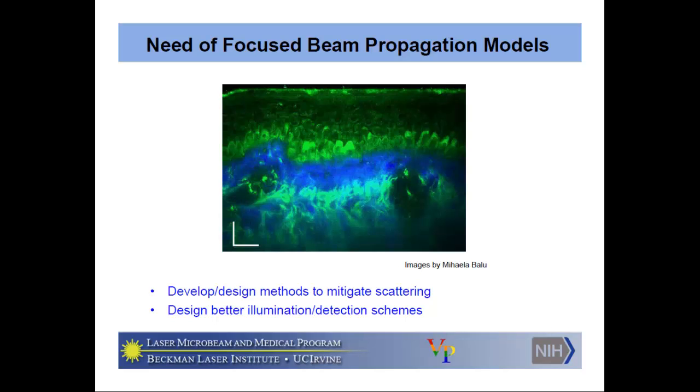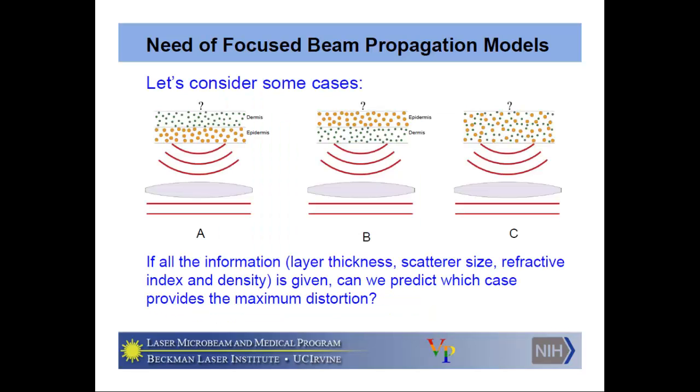Biological tissues are complex, and these scatterers have different shapes. They are oriented in different directions. They have different refractive indices. So modeling this is really complex. It's a hard problem, but we can simplify it. We can consider only two layers, dermis and epidermis. Let's say we know all the optical properties and the layer thickness, and then we can do a simulation. But still we have a problem of predicting this distortion, because we don't know how this focus beam is going to be affected by these scatterers.